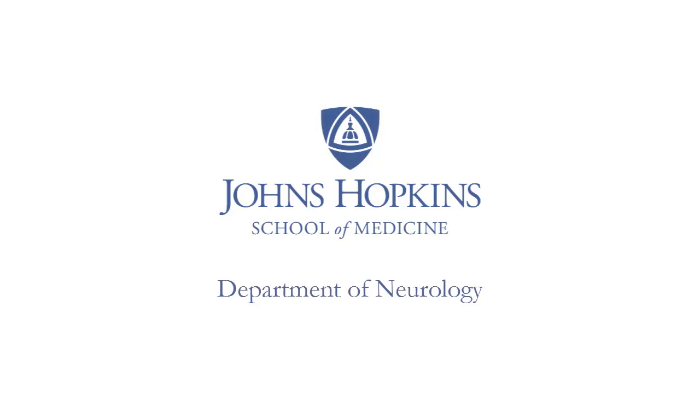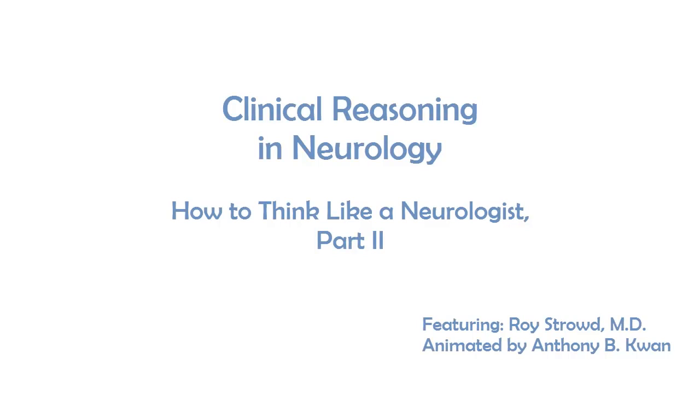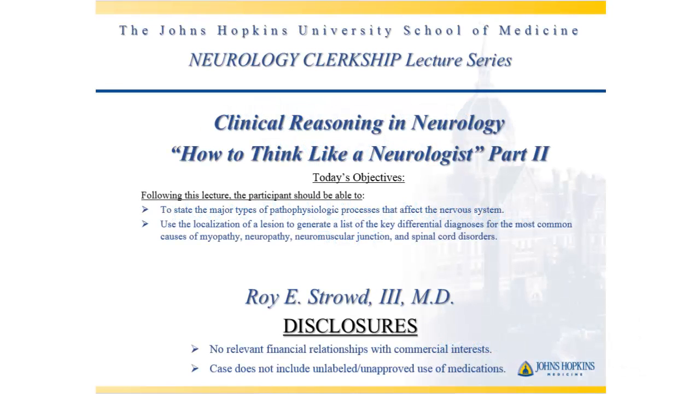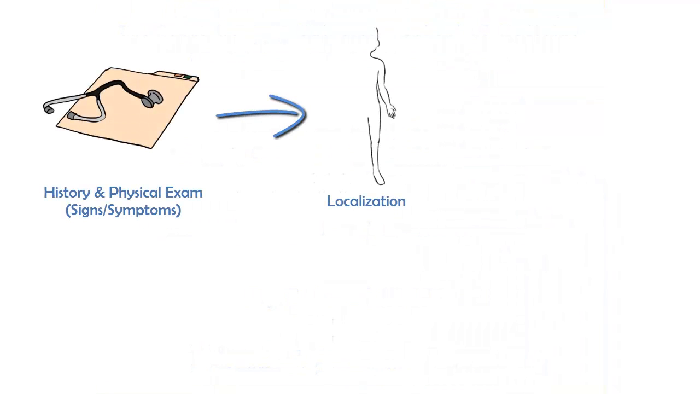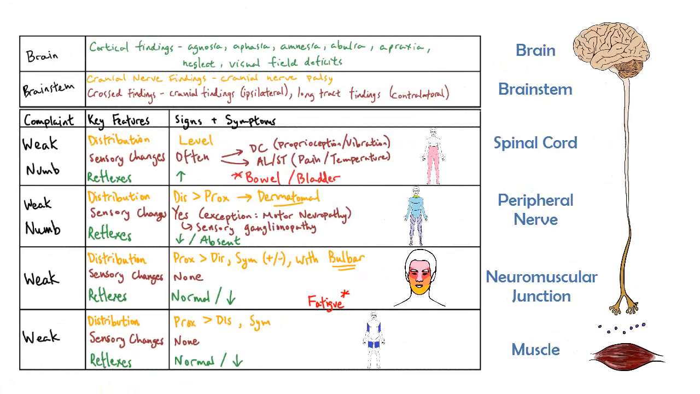This is Roy Stroud with the Department of Neurology at Johns Hopkins, and I'm back to talk with you about part 2 of the series on how to think like a neurologist. As you will recall in part 1, we talked about the initial steps of evaluating a patient with neurologic illness, and specifically one method or recipe for localizing a patient's signs and symptoms to an area of the neuroaxis.